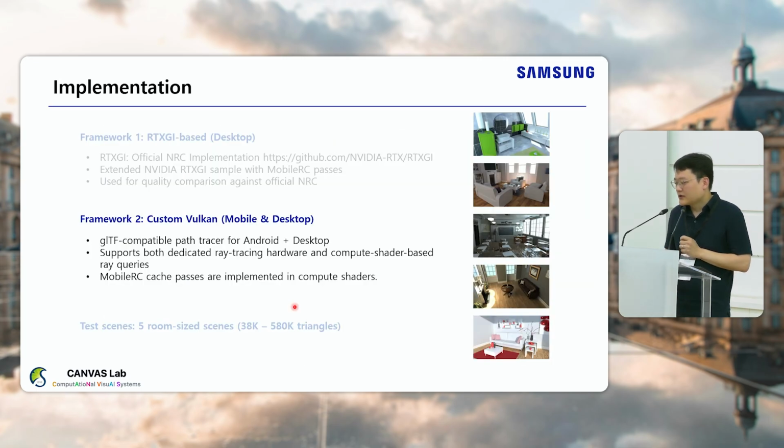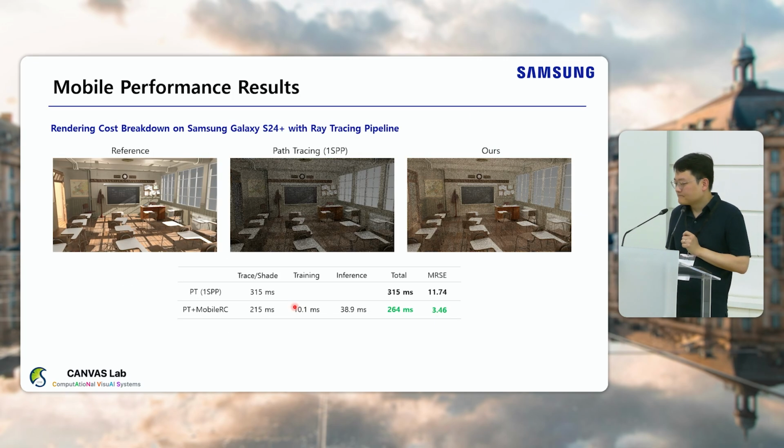And we also checked the mobile implementation. This is the performance result based on the Samsung Galaxy phone. For baseline path tracing, we have almost 300 milliseconds. And since we use short paths for inference, we have a reduction in the trace and shade parts. Training and inference take around 50 milliseconds, and so we have a reduction in total time.